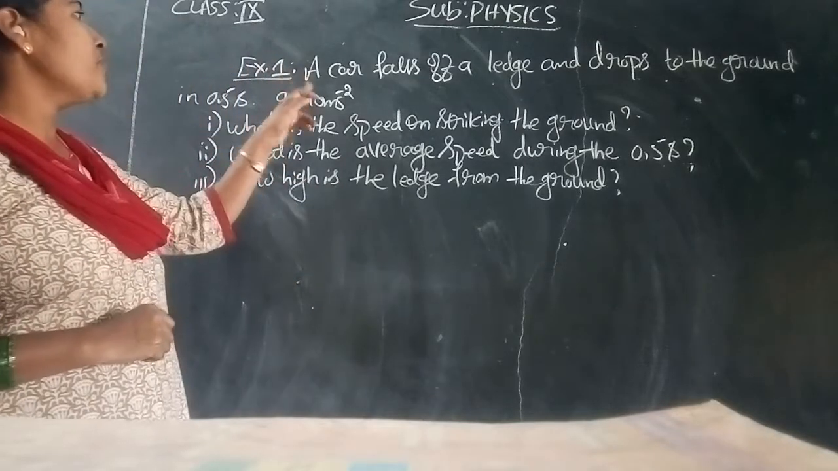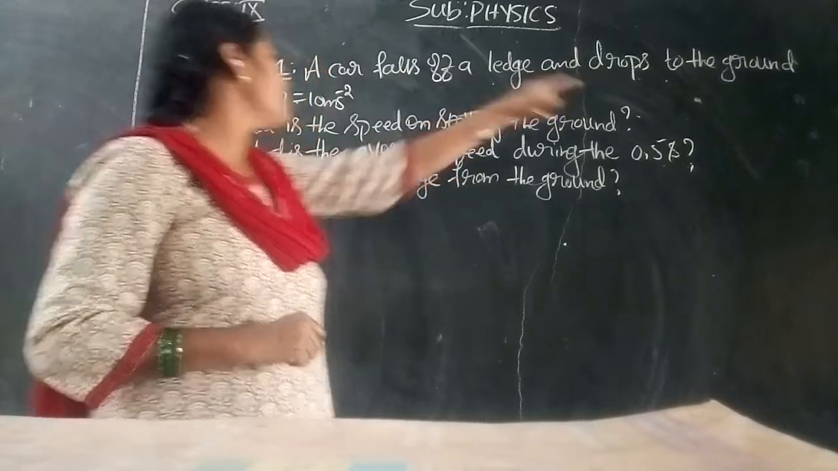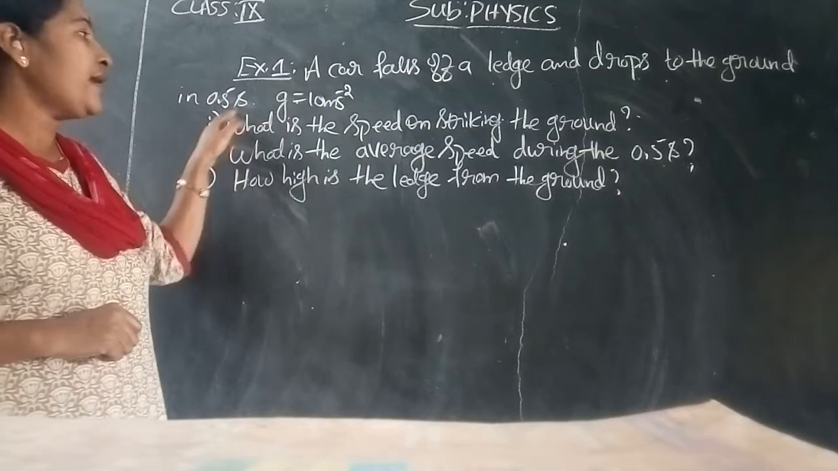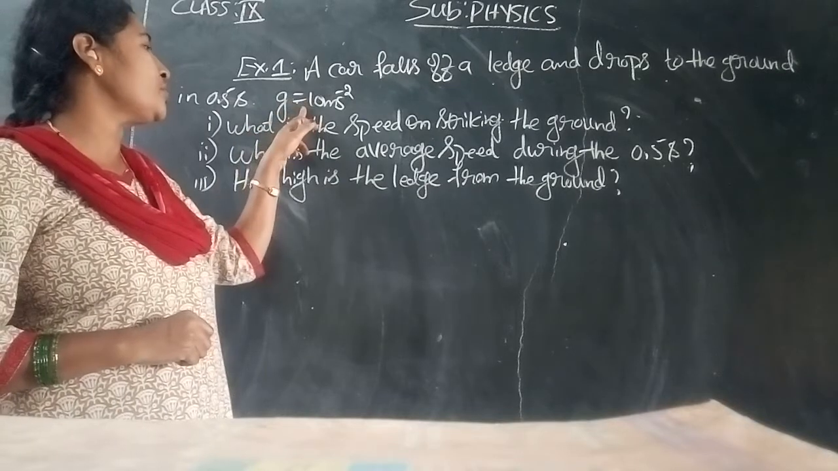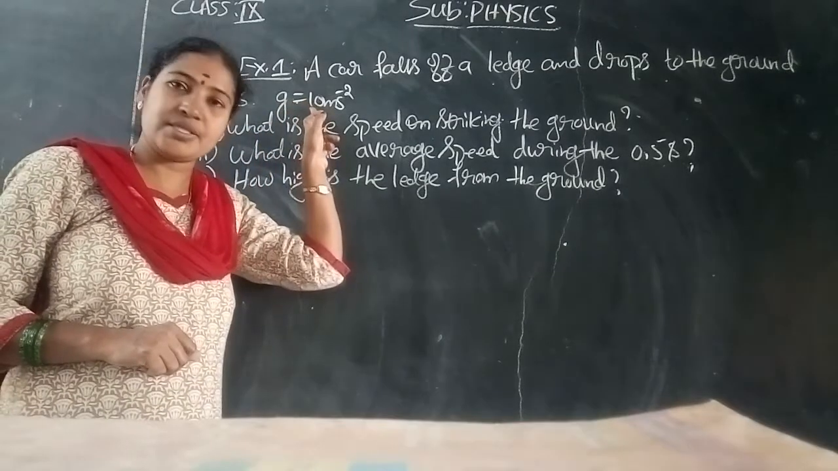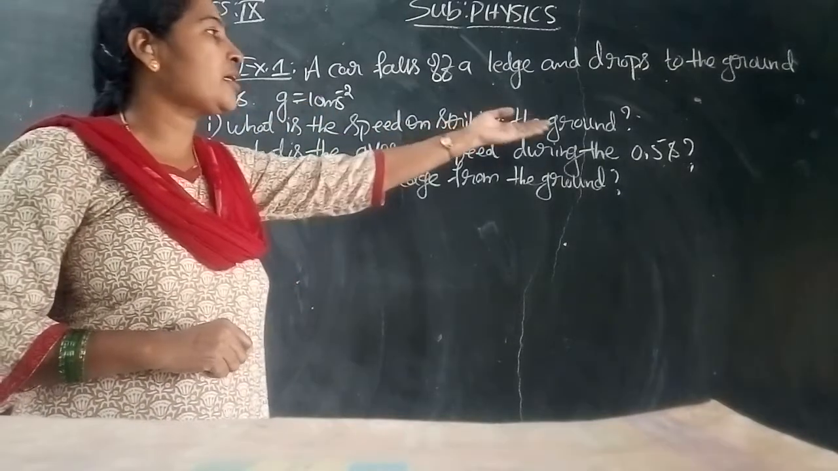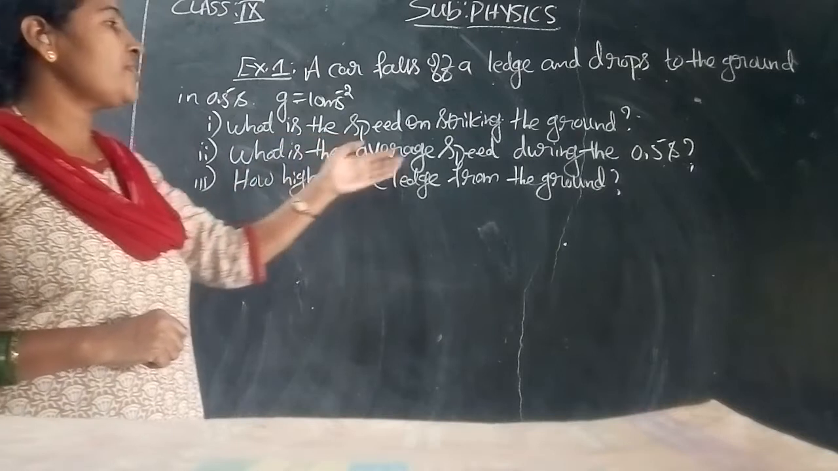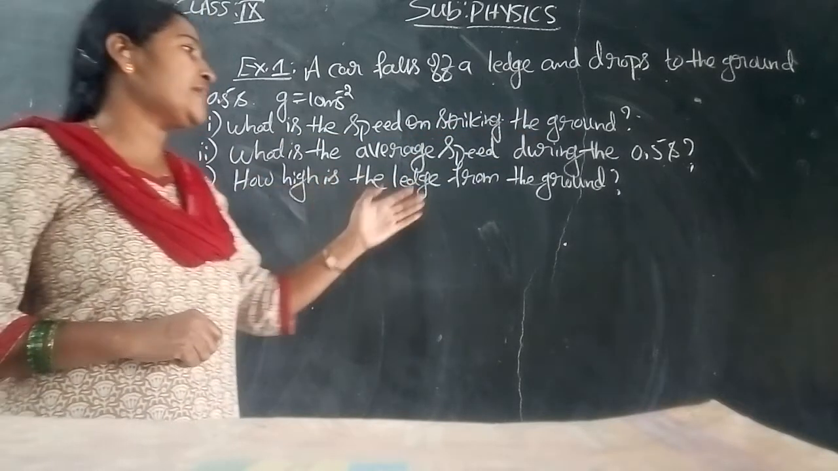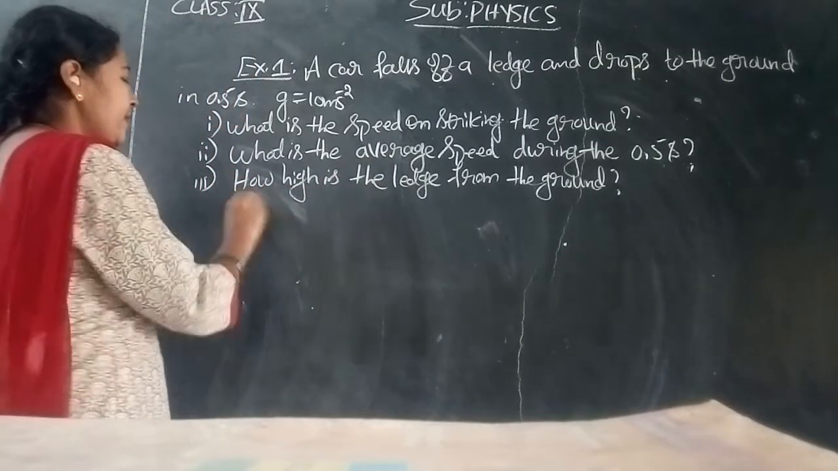Okay, example number 1. A car falls off a ledge and drops to the ground in 0.5 seconds. They have already given the acceleration due to gravity, the value g is equal to 10 m s to the power of minus 2. What is the speed on striking the ground? What is the average speed during the 0.5 seconds? How high is the ledge from the ground? So how to solve this one?